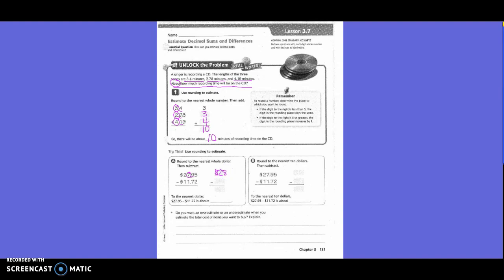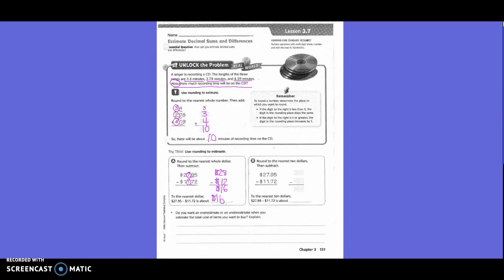The next one. Am I circling the first one or the second one? The second. And then underlining the 7. So would that be about $11 or $12? So $28 minus $12 is $16. 8 minus 2 is 6. 2 minus 1 is 1. So to the nearest dollar, $27.95 minus $11.72 is about $16.